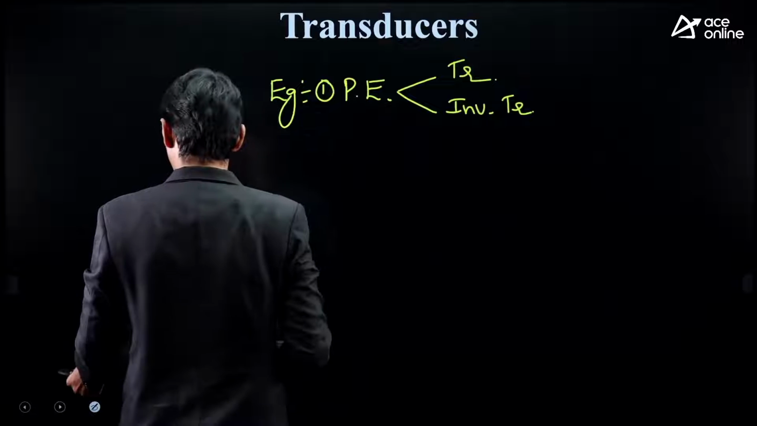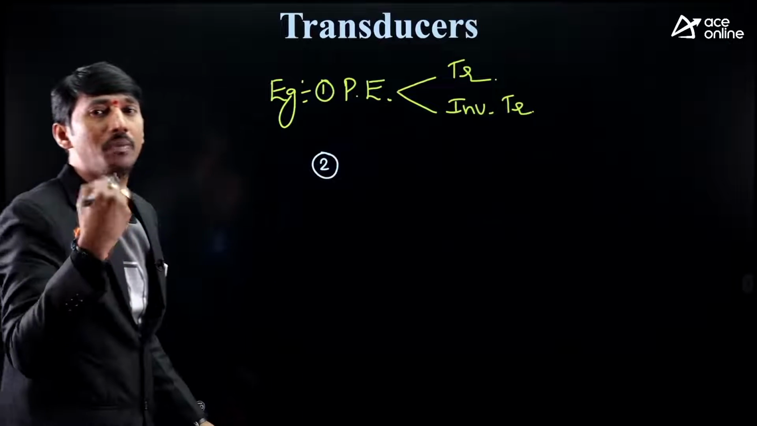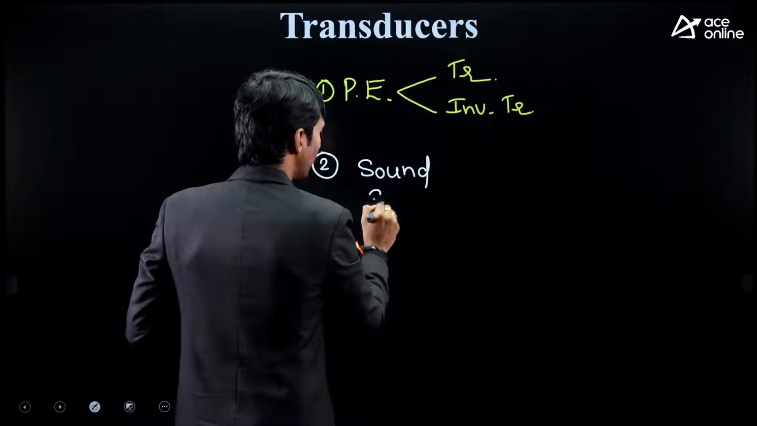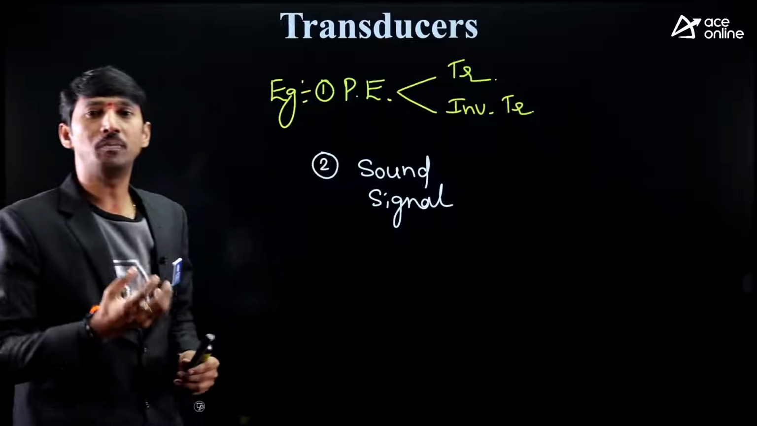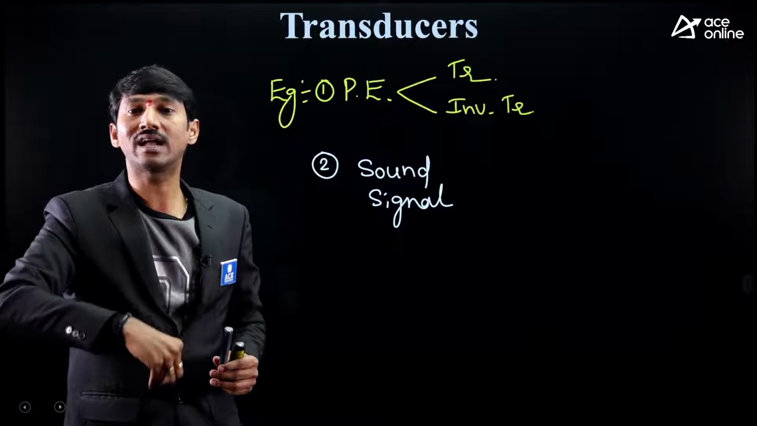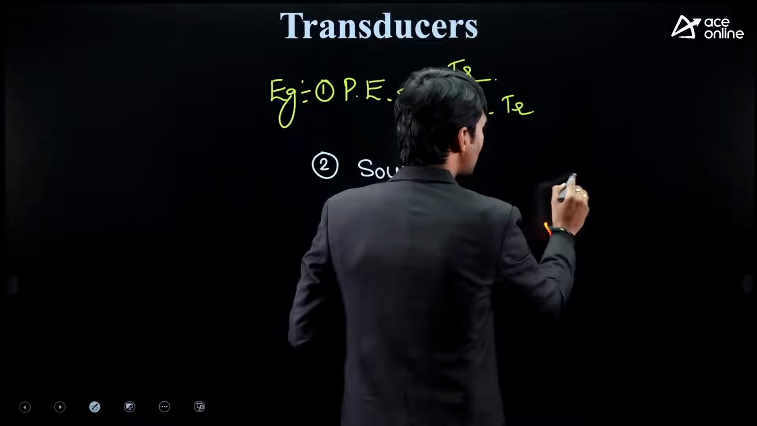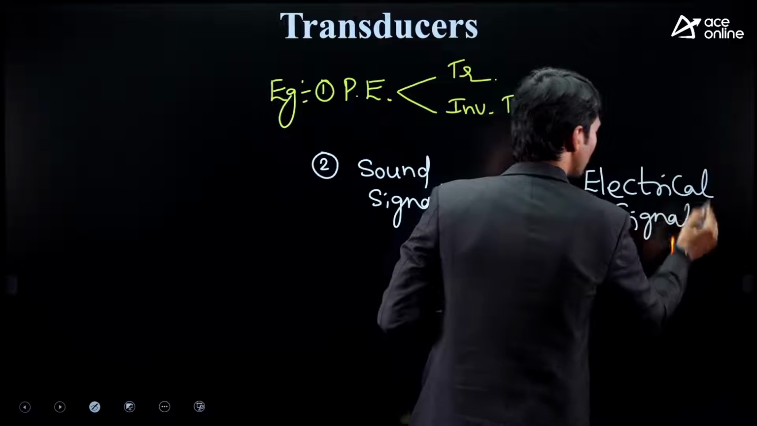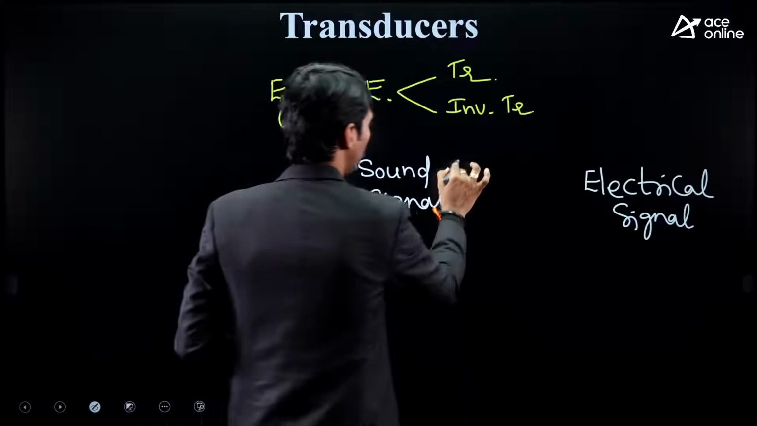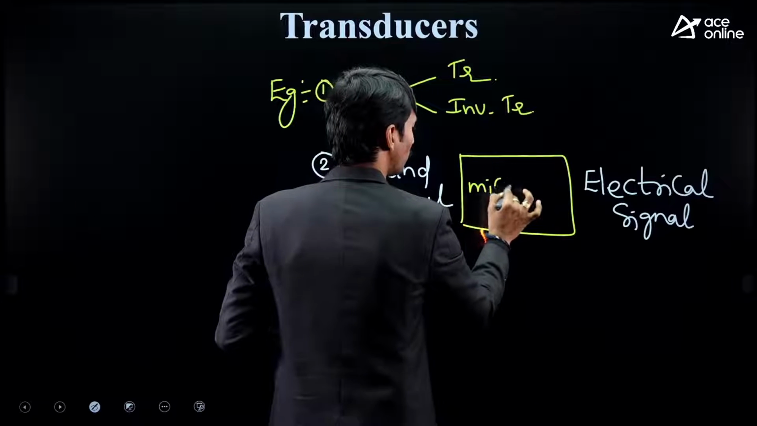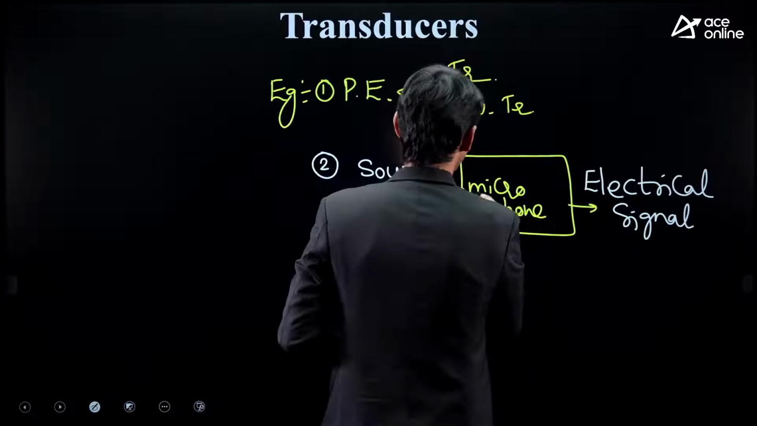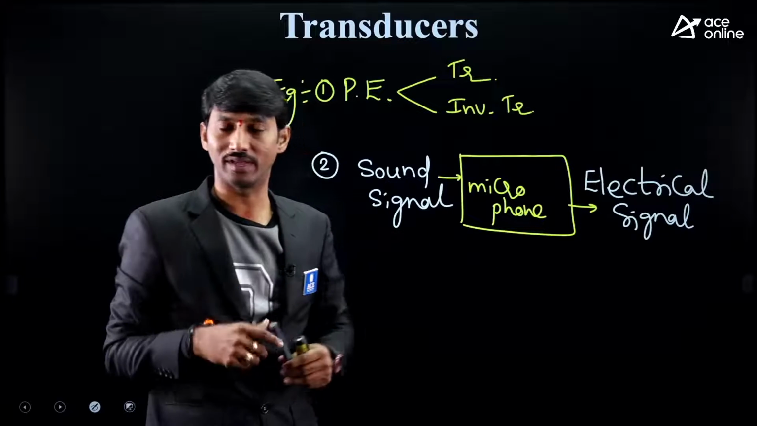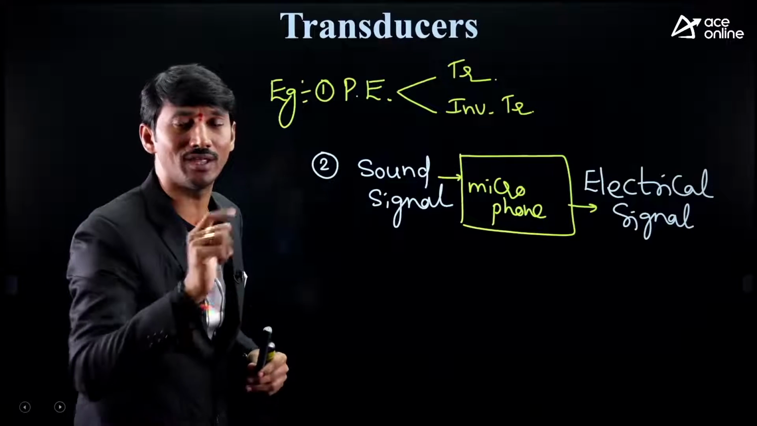But the second example is very, very important here. Suppose I am speaking. What is my signal? Sound signal. Now, I am speaking through a microphone. This sound signal is converted into an electrical signal through the microphone. After that, you hear my voice through a speaker or loudspeaker. The electrical signal is converted back to the corresponding sound signal.